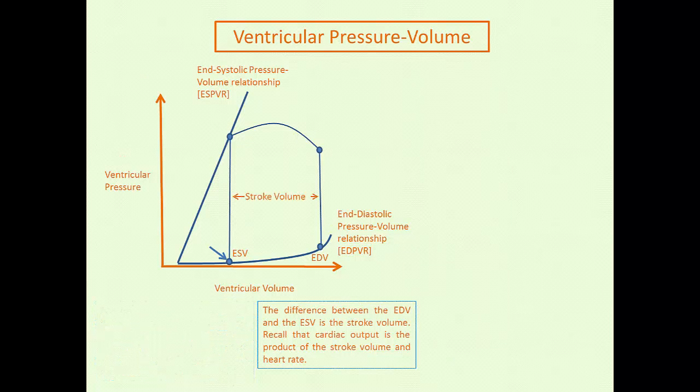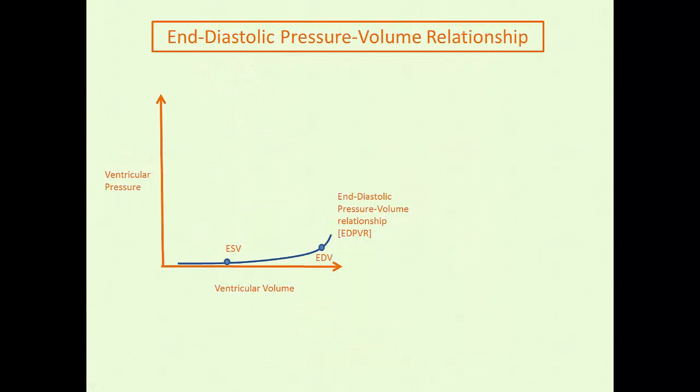You can see clearly that the difference between the end diastolic volume and the end systolic volume is stroke volume. And remember that cardiac output is stroke volume multiplied by heart rate. So you can start to appreciate that there's a relationship between this beat-to-beat graphical analysis of cardiac function, which determines your stroke volume, and the Frank-Starling curve, which is more of a bulk flow graphical analysis.